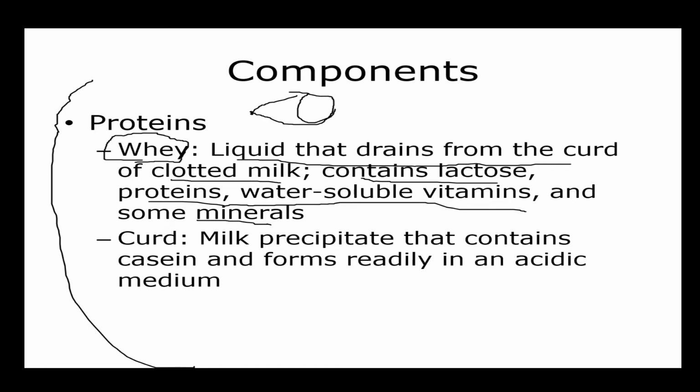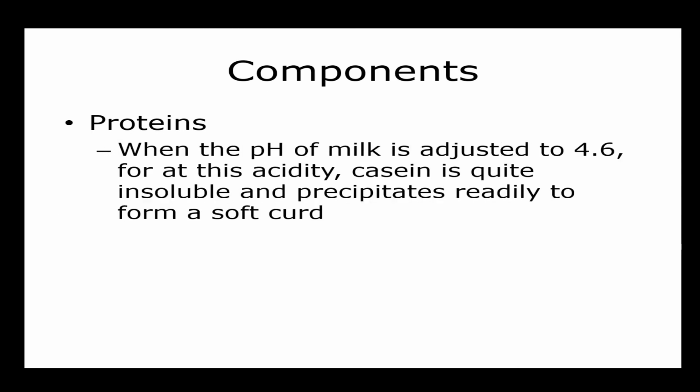So let's say this is the coagulated milk which has been formed, and the remaining liquid here is the whey. That is the liquid present in the milk, and it gets drained on the formation of curd. A curd is a milk precipitate that contains casein and forms readily in an acidic medium. So the coagulated milk is nothing but casein. I have a picture to show, but before that, we'll get to this.